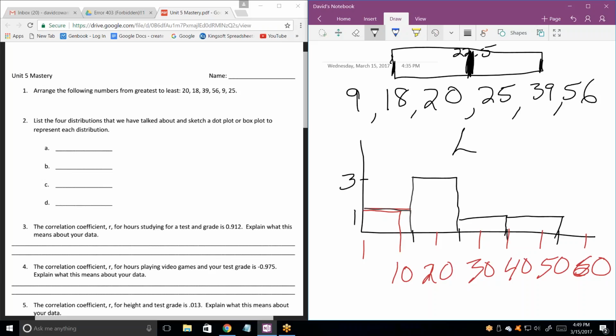Now, the second way we're going to draw it is by splitting up each bar into 10 units instead of 15. So, how many between 10 and 20? There's 1. It's actually 2. 18 and 20 are both between 10 and 20. So that one's going to look like that. How many between 20 and 30? There's 1.